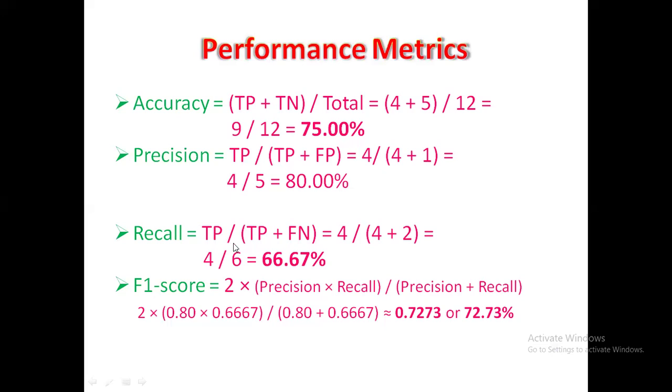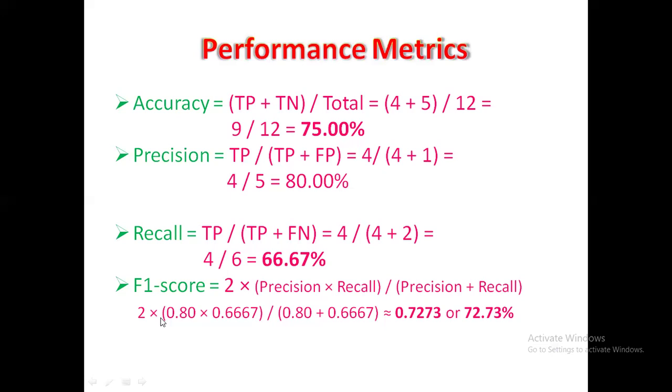The formula is given by true positive divided by true positive plus false negative. Precision uses false positive, while recall uses false negative. So 4 divided by 4 plus 2, and we got 66.67 percent. This means the model was able to detect approximately 67% of actual heart abnormality cases. Higher recall is crucial in healthcare to ensure that serious conditions are not overlooked.